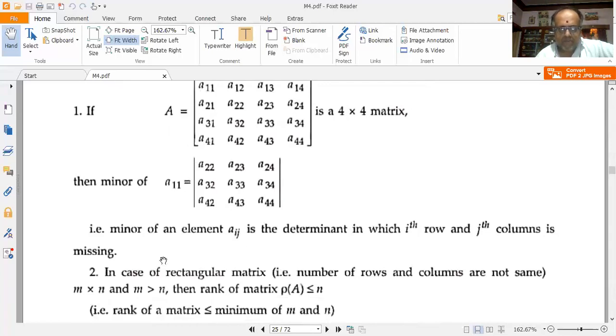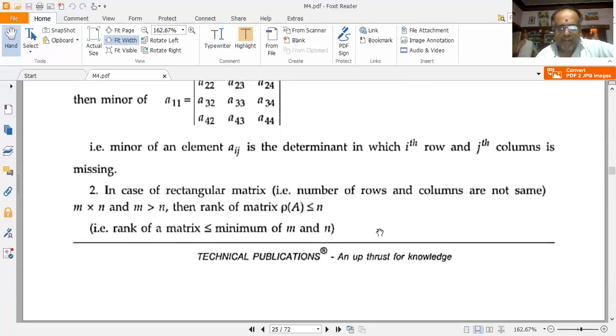So the minor of an element Aij is the determinant in which the ith row and the jth column are deleted. In case of a rectangular matrix, wherein the number of rows and the number of columns are not the same, that is, of dimension m cross n, and if m is greater than n, then the rank of the matrix is rho of A less than or equal to n. So we have the statement: rank of a matrix is less than or equal to the minimum value of small m and small n.